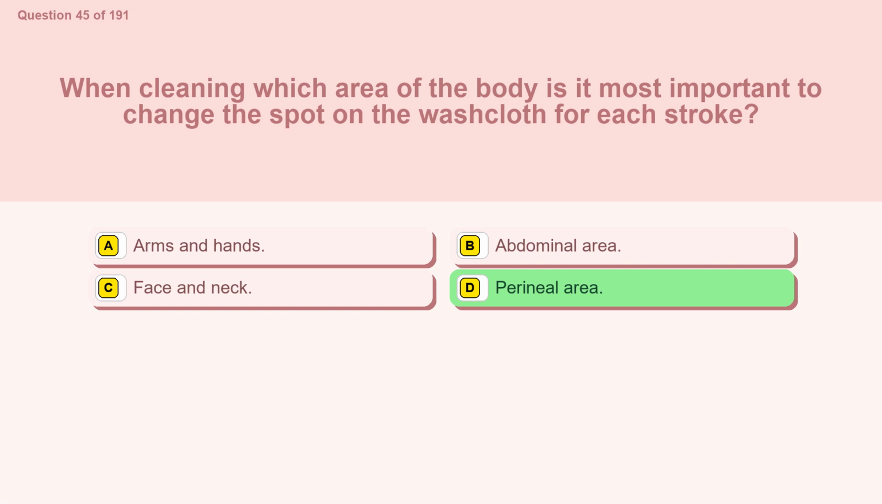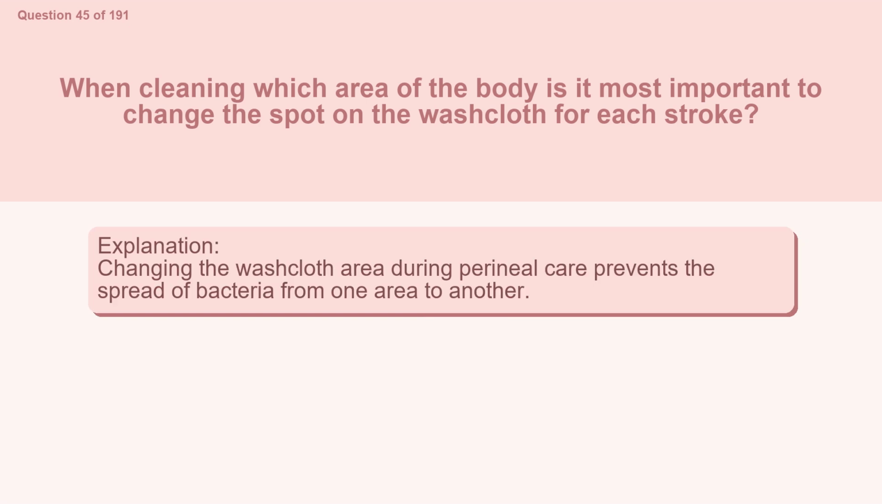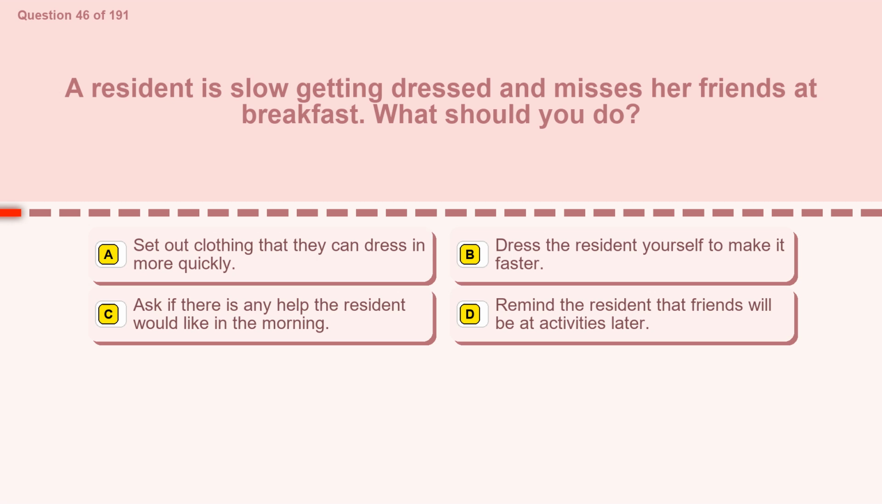The correct answer is option D. Perineal area. Changing the washcloth area during perineal care prevents the spread of bacteria from one area to another. Question 46. A resident is slow getting dressed and misses her friends at breakfast.